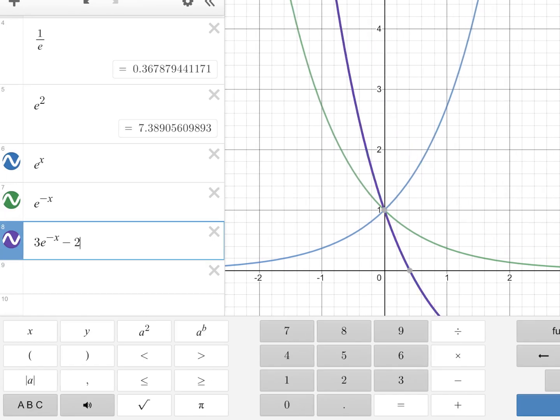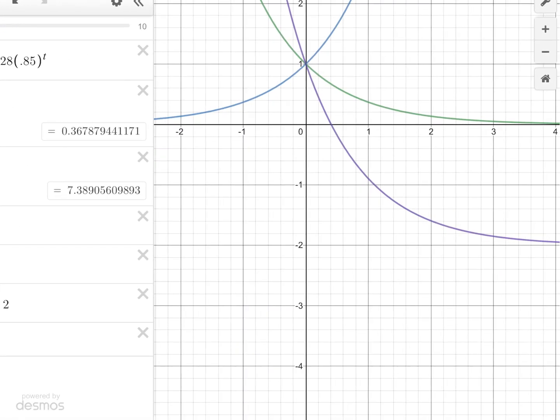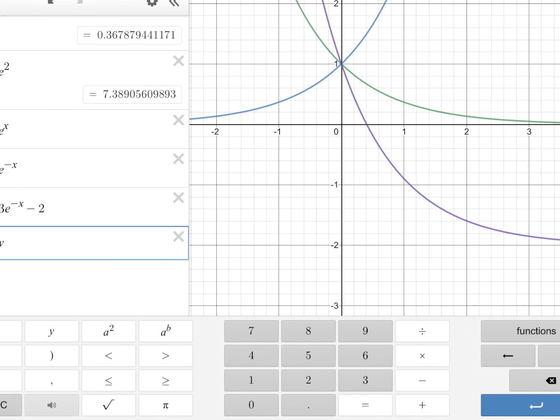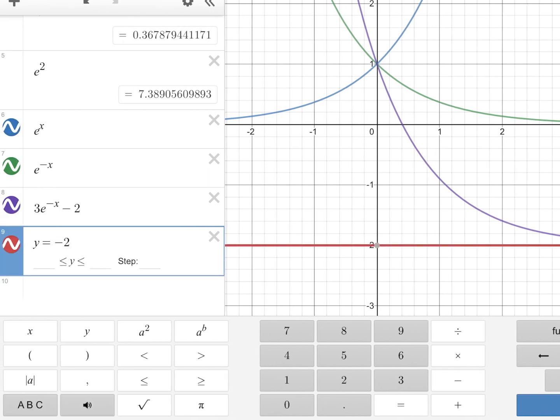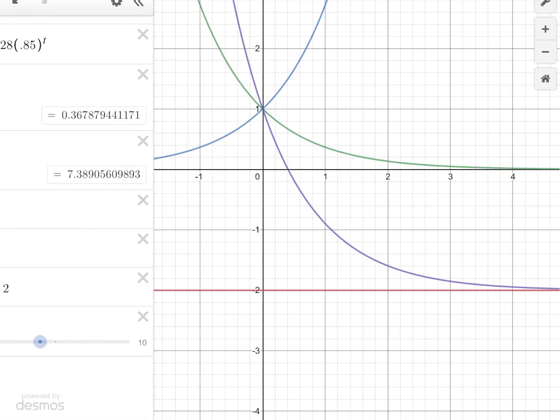When I put the -2, that's going to move the purple down 2, and we're going to have a new horizontal asymptote at y equals -2. So the purple graph is going through 0, 1, and it's going to approach y equals -2.